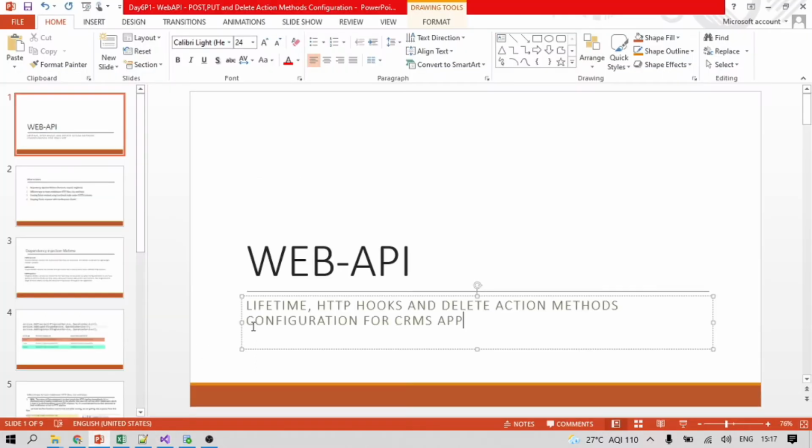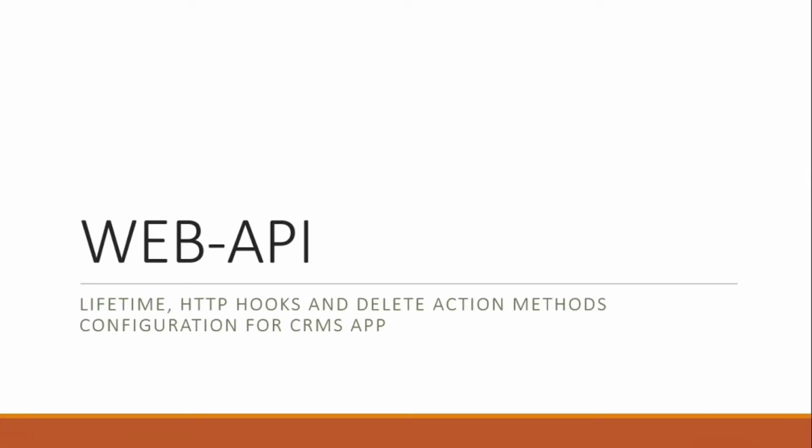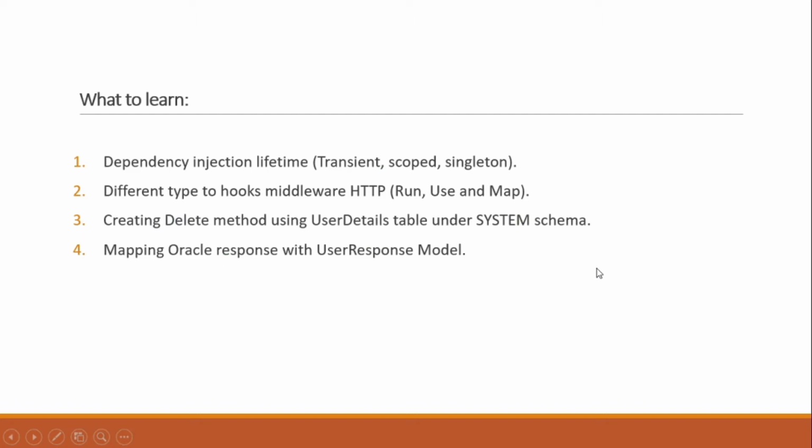In today's discussion we are going to discuss four different topics. Firstly, we will learn about the dependency injection lifetime. Then we will understand the HTTP hooks, which we mostly use in .NET Core. It was not in .NET Framework. So hooks and lifetime both are very new for .NET Core because these concepts were not introduced in .NET Framework.